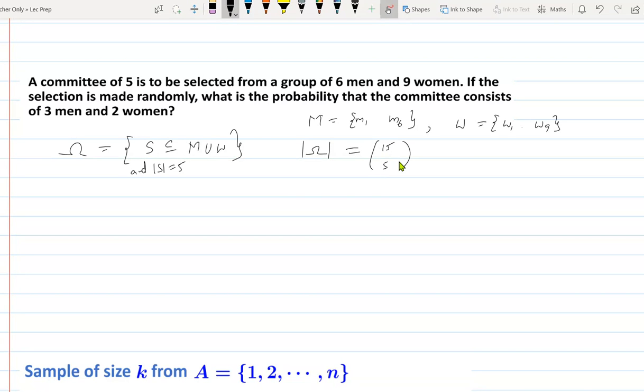Is that clear? Intuitively it's very clear, 15C5. But how does that come? You have to be very careful. Now, what is the probability that the committee consists of 3 men and 2 women?